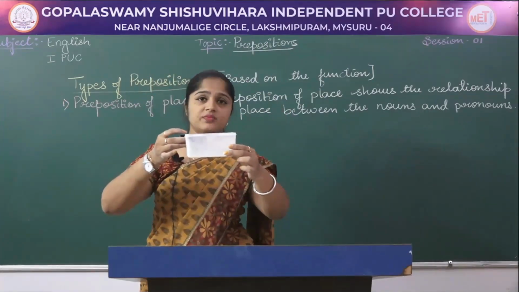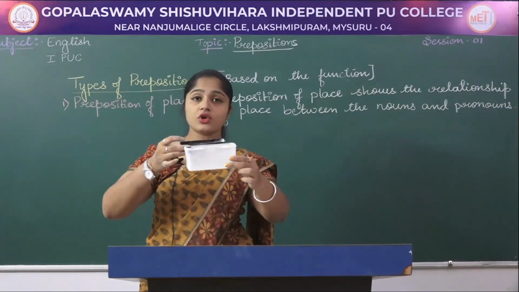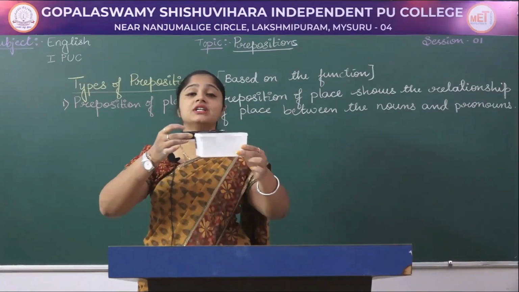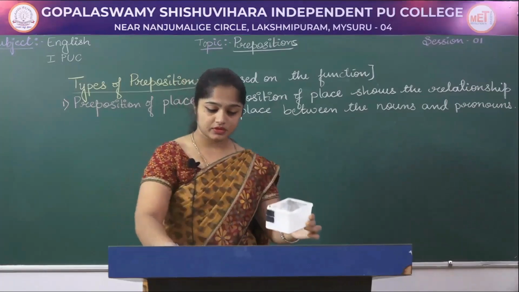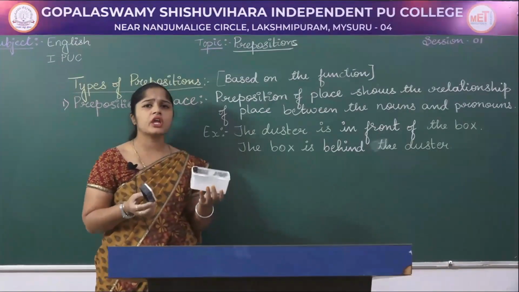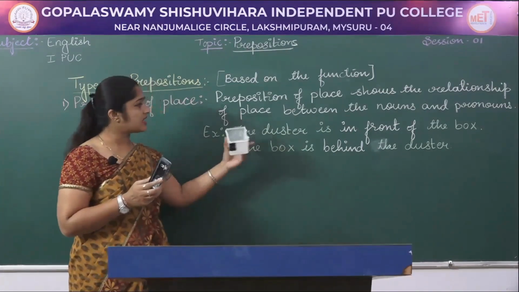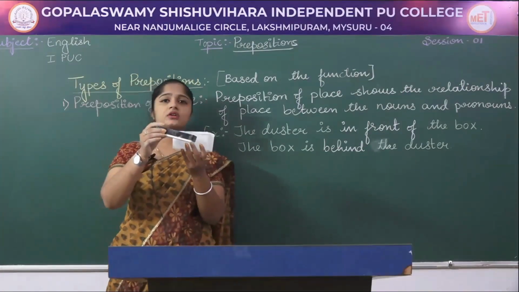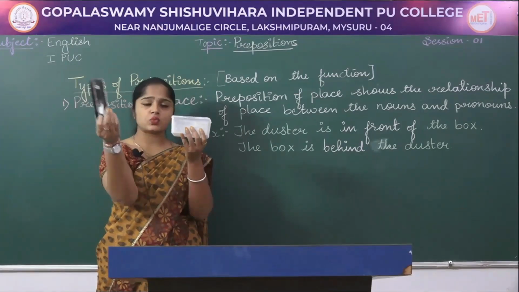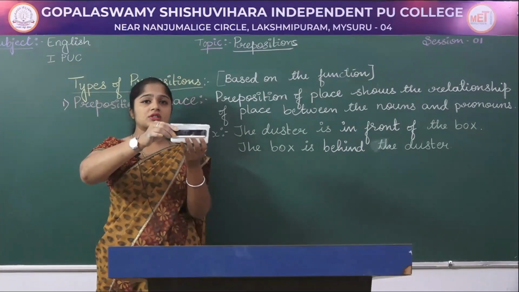So where is the duster now? The duster is behind the box. Or where is the box? The box is in front of the duster. Over here it is showing the relationship, where this duster and the box are placed. So the duster is in front of the box. This is a box and this is a duster. Where this duster is placed, it is placed in front of the box.